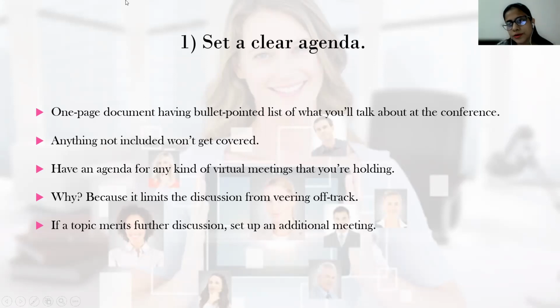So if required, you can set another meeting for detailed and further discussion on that specific topic. If you are scheduling another meeting, you can be very specific that on this date we are going to have another meeting, and the meeting is going to be specifically for this point only. So that is the first thing by which you can transform your virtual meeting.